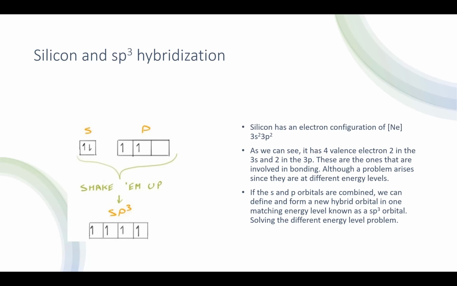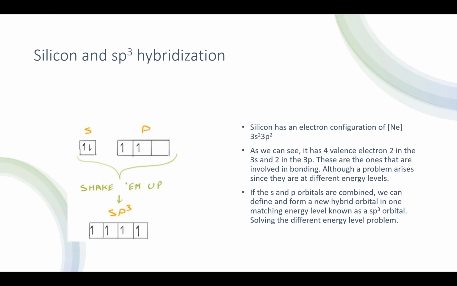No? Okay. Silicon and sp3 hybridization. So silicon has an electron configuration of neon 3s2 3p2. And as we can see, this makes up 4 valence electrons, 2 in the 3s and 2 in the 3p. And these are the ones that are involved in bonding for silicon, although a problem arises since they are technically at different energy levels. So what we have to do is change the model to accommodate this.